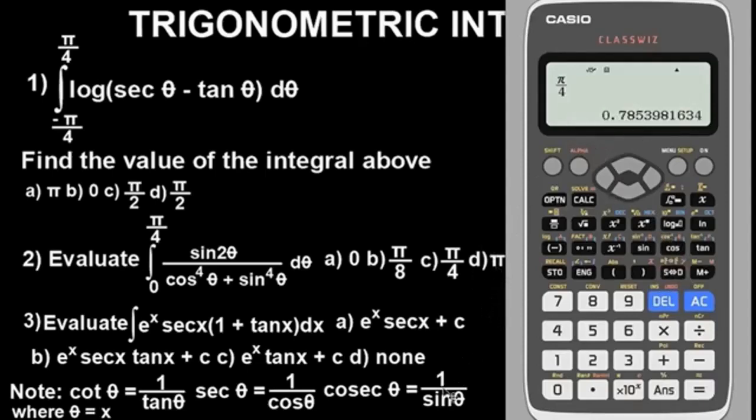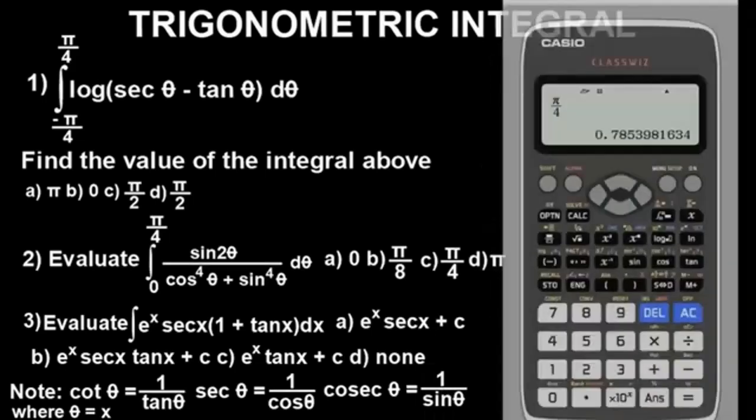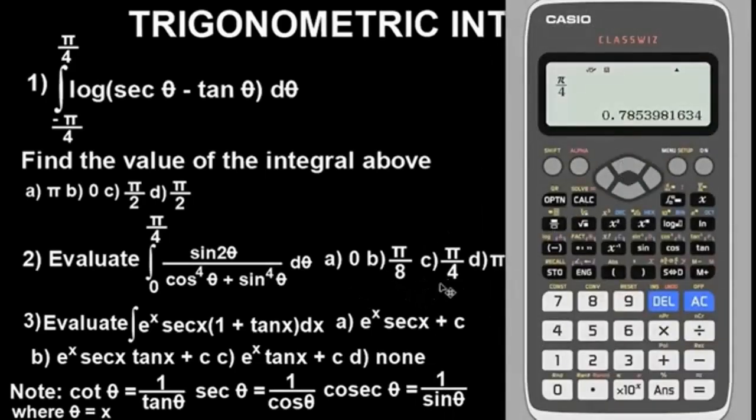Option D says pi. Yeah, pi. So guys, our answer is what? Option C. Very simple. So lastly, let's solve question 3. Hope you are learning something interesting, guys. So question 3 is indefinite.